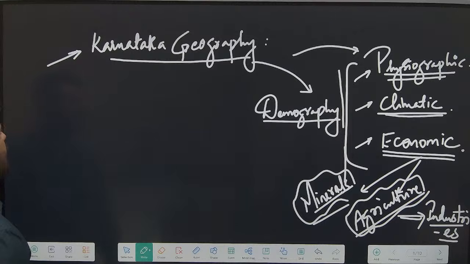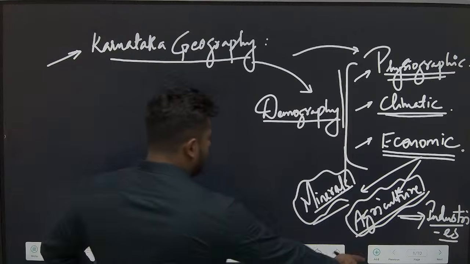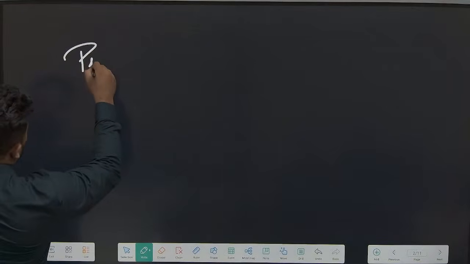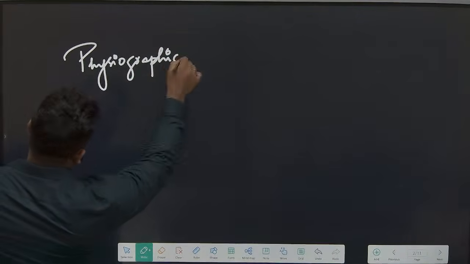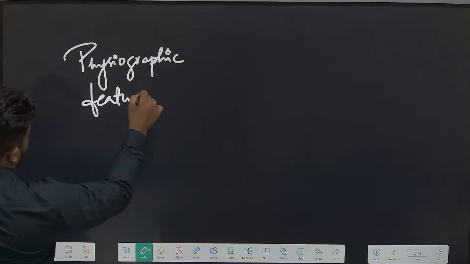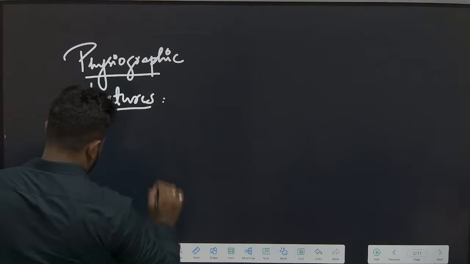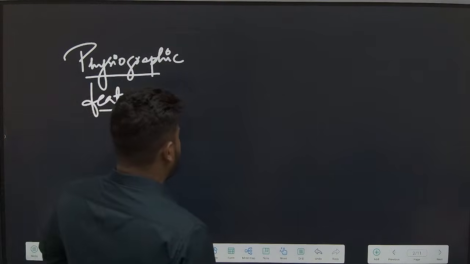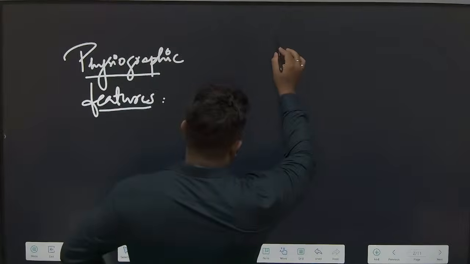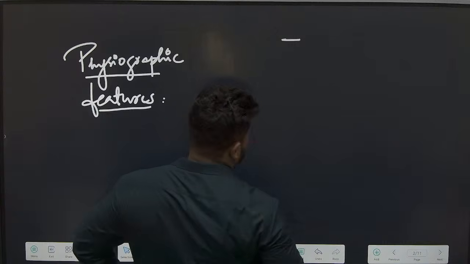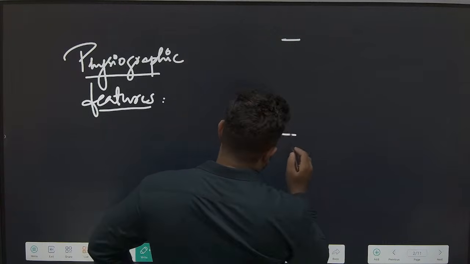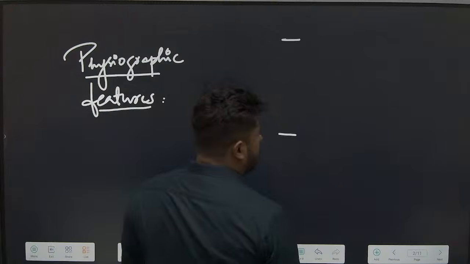All right, let us quickly start with the physiographic features of Karnataka. If you can please help me out with the physiographic features of Karnataka. Let us start by having an understanding about them, first beginning with the latitudinal extent of Karnataka. Karnataka spans from latitude so many degrees, so many minutes. What is the northern extension and southern extension, please?